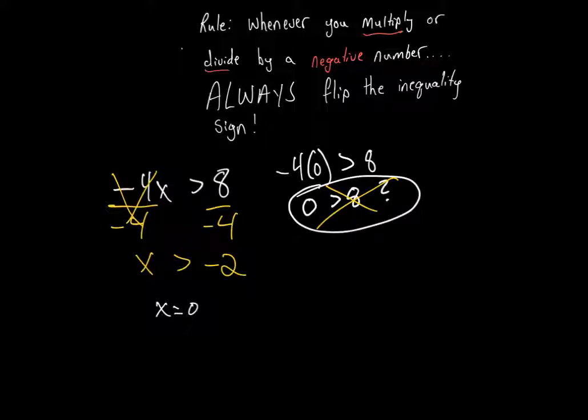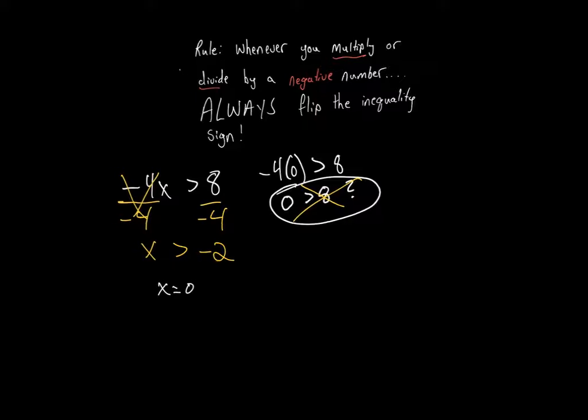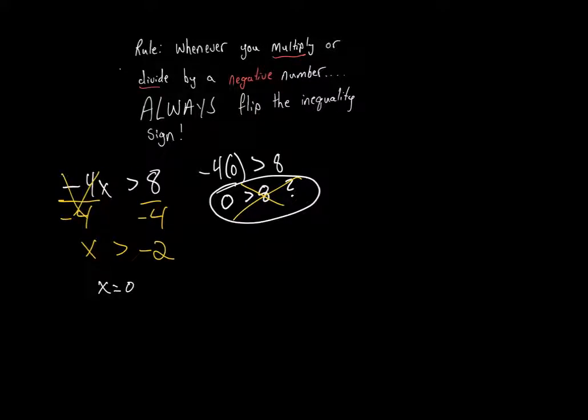Why did we get the wrong answer? Because we didn't flip the sign. You would have got that with your number too if you chose 1, 2, 3, 4, 100, whatever you chose. You would have got this and it wouldn't have been correct. So let's try it this time doing it the right way.